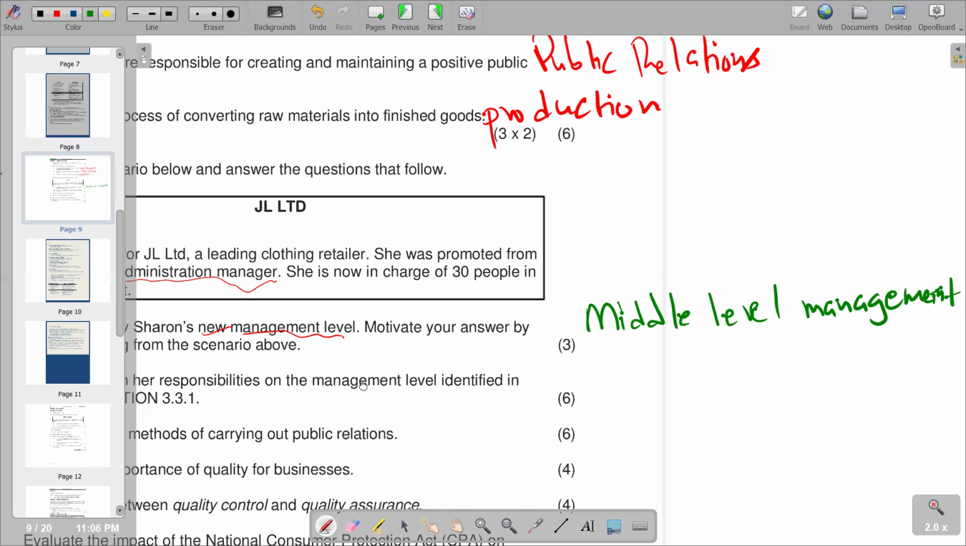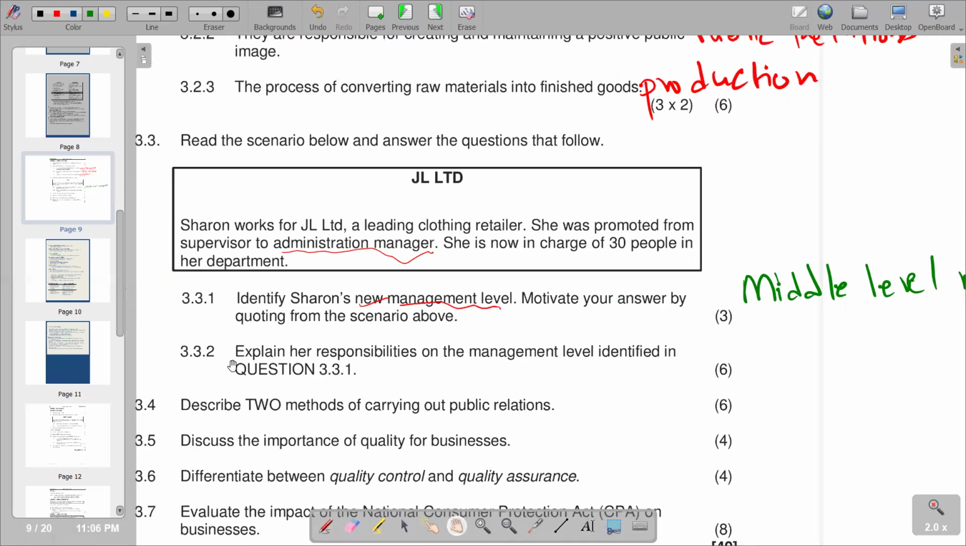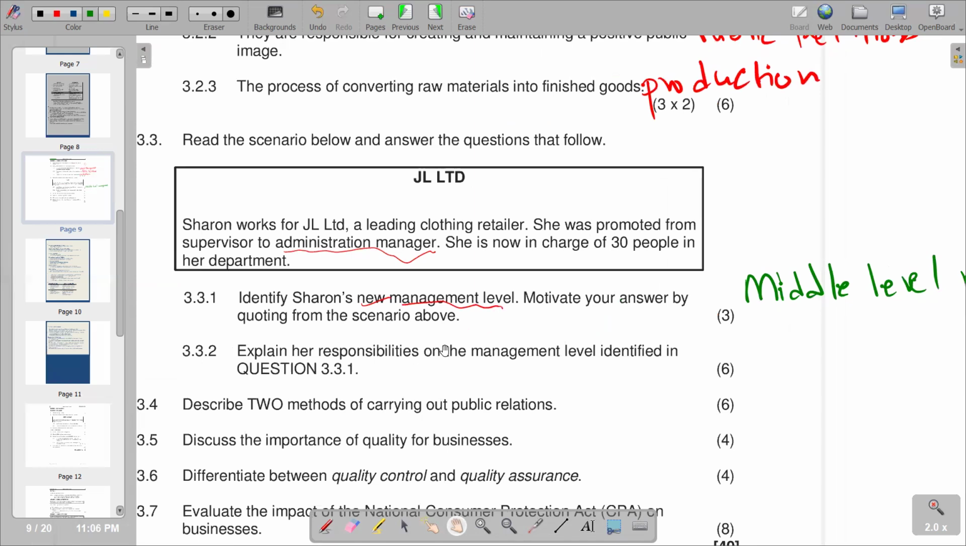In terms of question 3.3.1. Then you go to 3.3.2, which says explain your responsibilities on the management level identified in question 3.3.1. So we are saying the responsibility of mid-level management is the one that we are referring to. But if you go back to 3.3.1, the second part of the question says motivate your answer by quoting from the scenario below. So obviously, we've identified mid-level management, and then you are going to quote the sentence which says she was promoted to administration manager. Then you end here. So that's the quote that you can give.